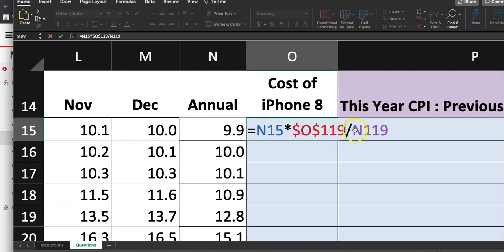Now for this one, remember N119 is where CPI for 2017 is saved. Put that dollar sign in front of N, put that dollar sign in front of 119.